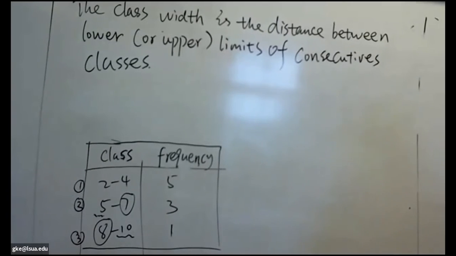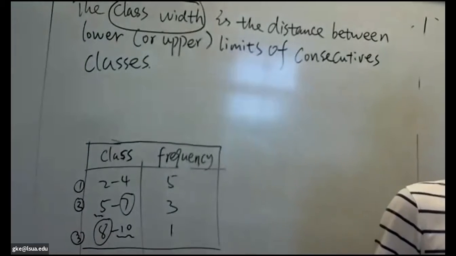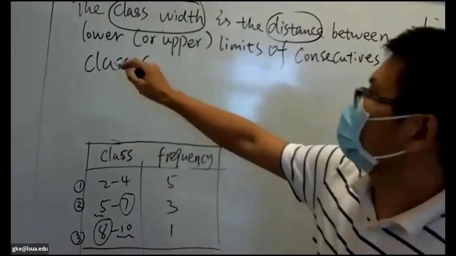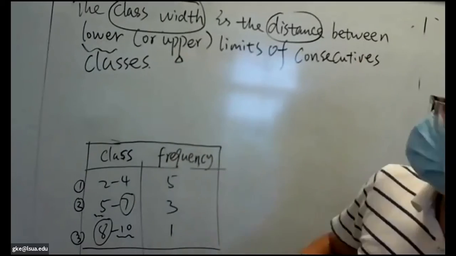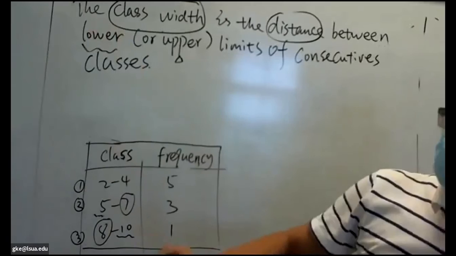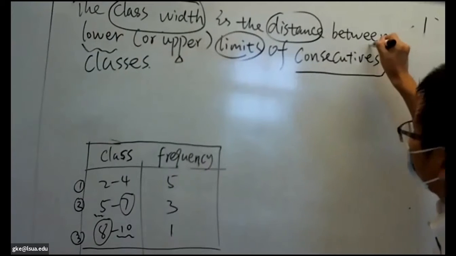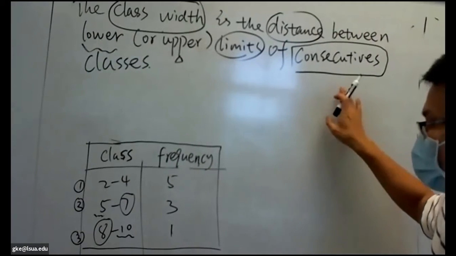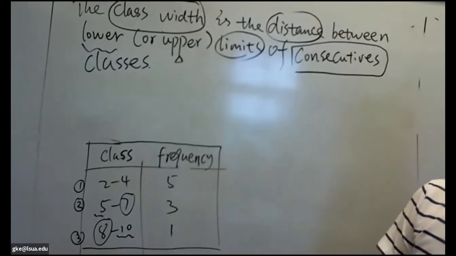Okay, let's take a look. The keywords. Class width. How to define the class width? It is the distance between the lower limits or upper limits. Okay, so let's focus on the lower limits of consecutive classes. I put this word as a very important keyword. Now let's take a look. How to calculate this class width?